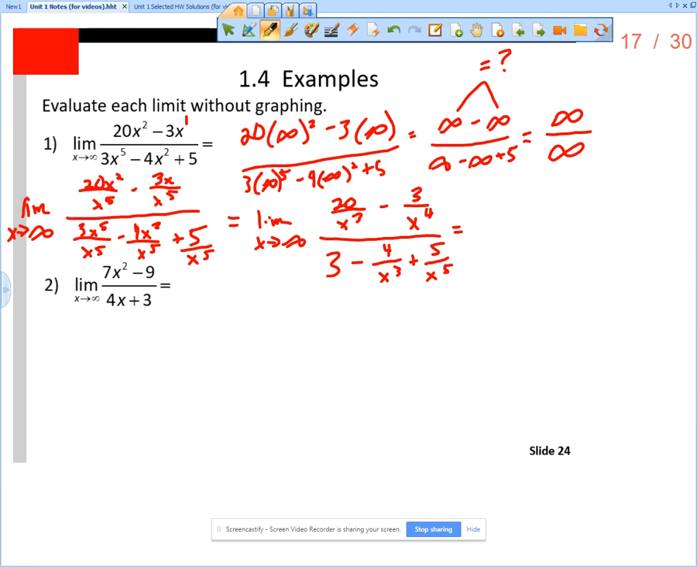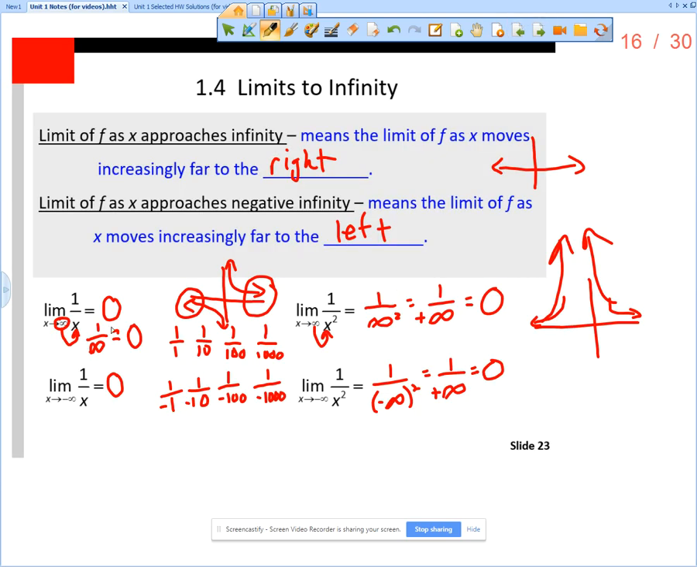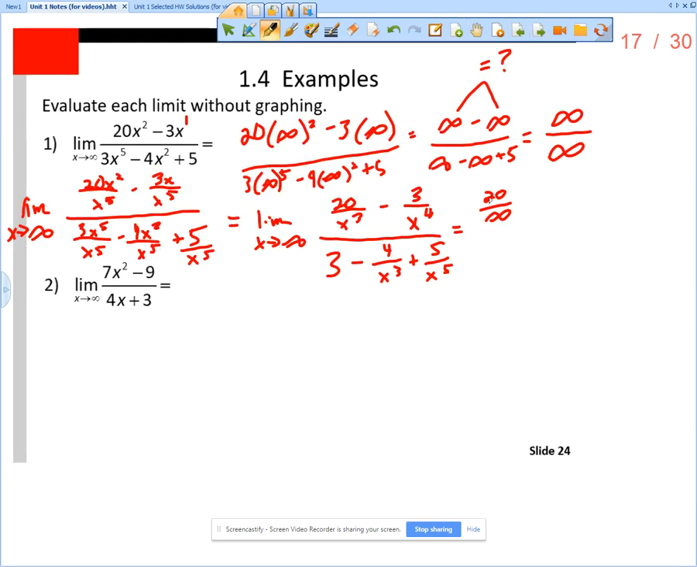Now, you might see why we actually did that. Because now when I plug infinity in, I get 20 over infinity cubed. Well, that's actually just 20 over infinity. Now, why is that important? Because 20 is a finite value divided by an infinite value. And what did we say on the previous slide? Like 1 over infinity, that's 0. In the same way, any finite value over an infinite value is going to tend to 0 as well. So minus 3 over infinity to the fourth, that's going to be 0 once again.